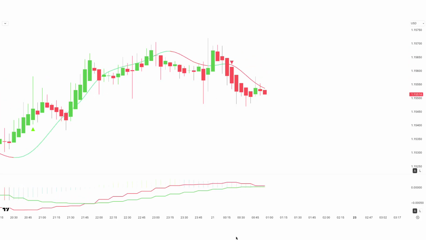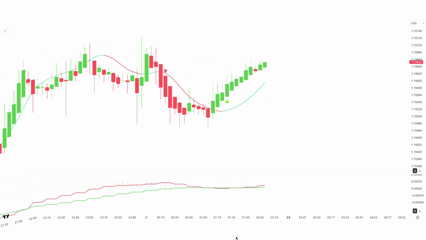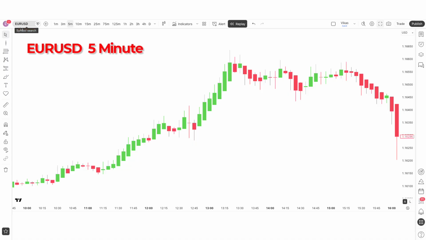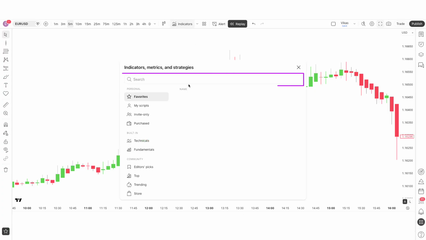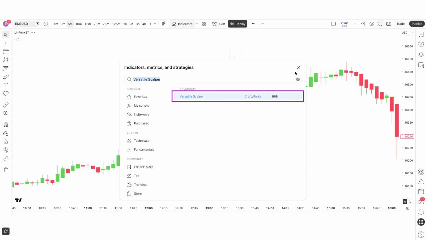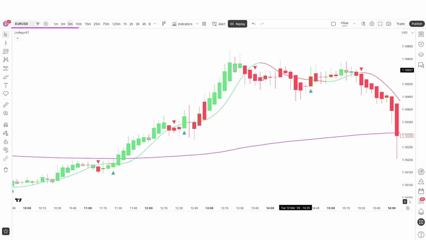Now we tell you how we want to trade. Let's start the video. We open the EUR/USD 5-minute chart. And don't sweat the time frame either. Next, you'll want to find those magic indicators. Head over to the Indicators tab and search for the Versatile Scalper. Select the indicator made by Crafty11 and add it to the chart.